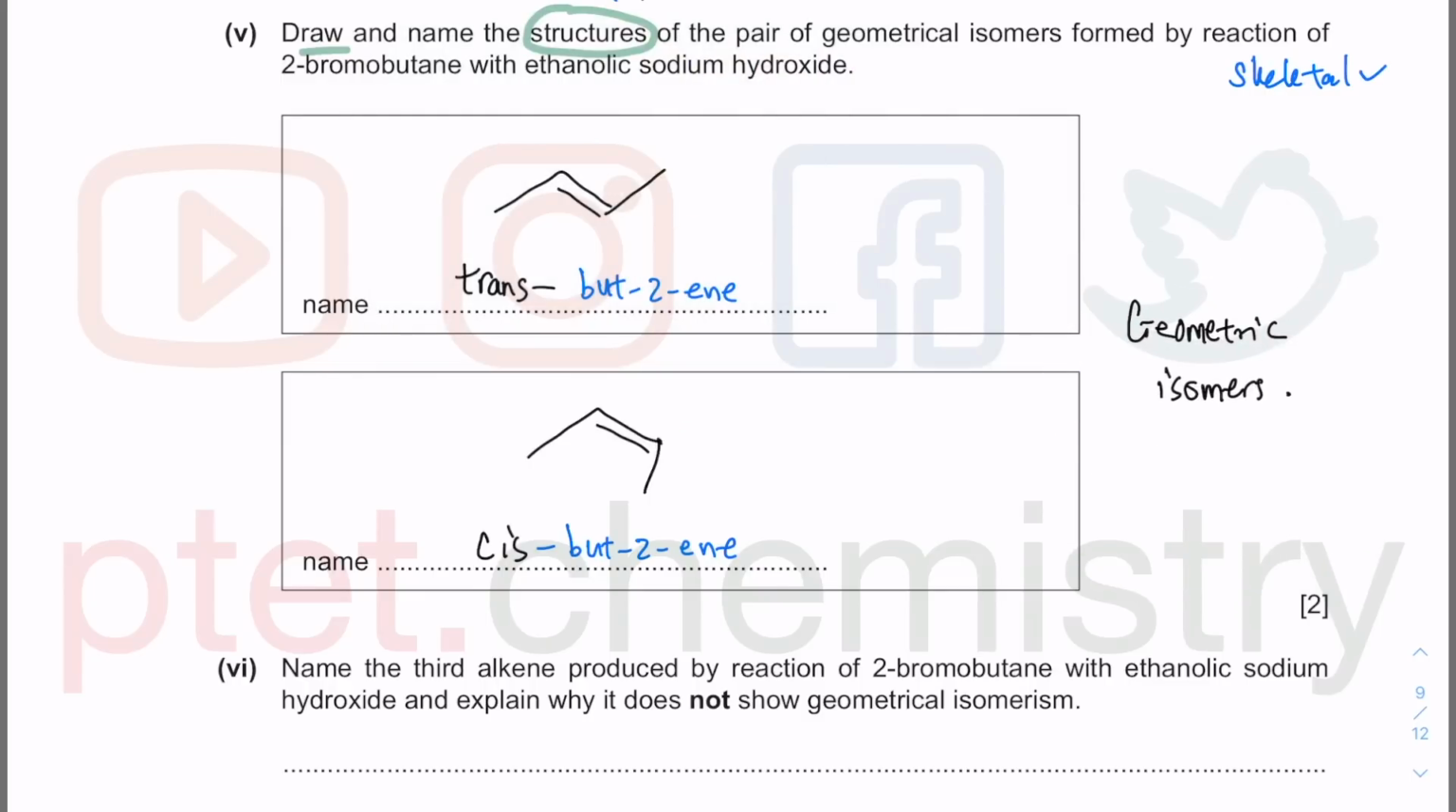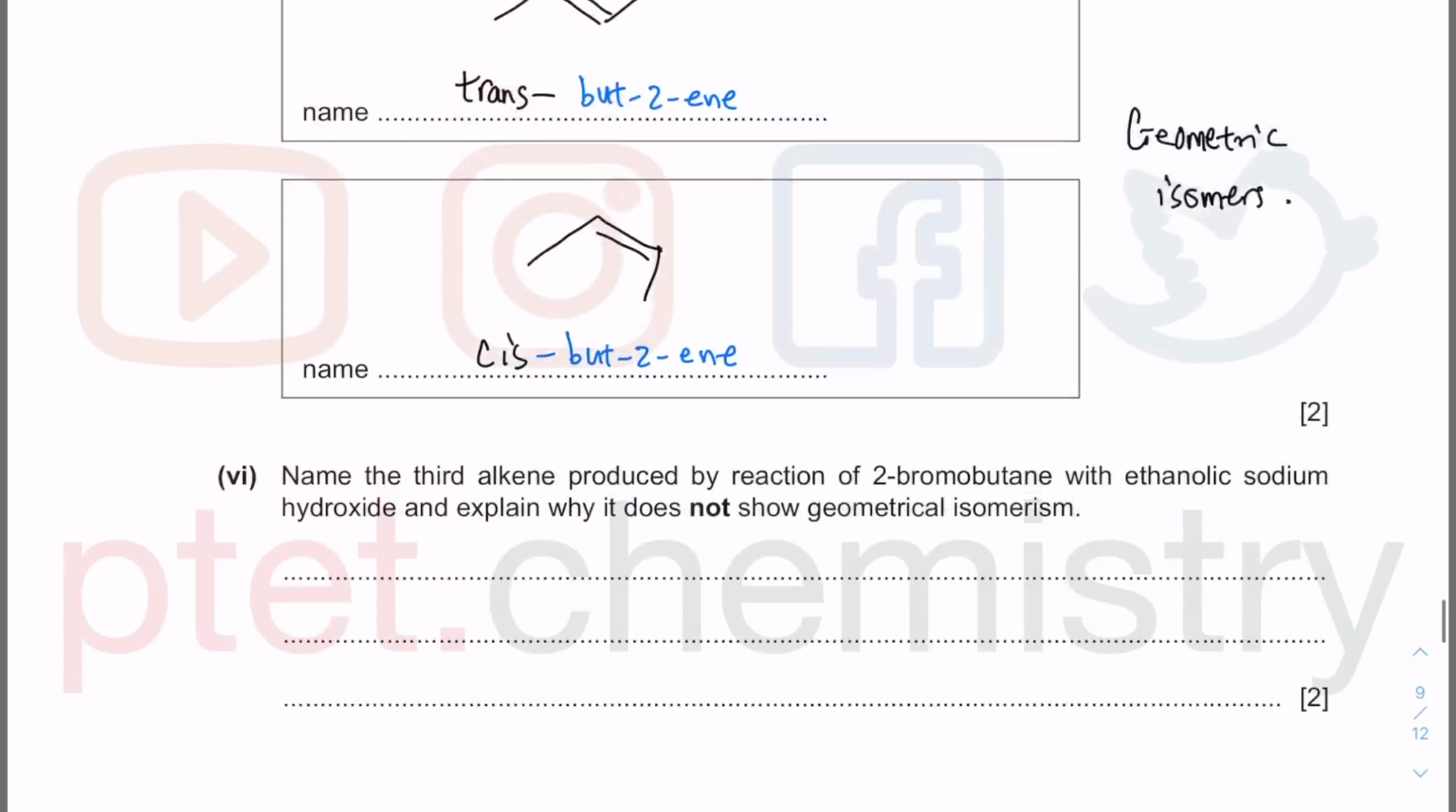First condition. Second condition, they must not have the same group or atoms on the same carbon of the carbon-carbon double bond. This is the hydrogen, this is a methyl, this is a hydrogen, this is a methyl. They are not the same, they are not the same. Obviously, you have cis and trans geometric isomers there.